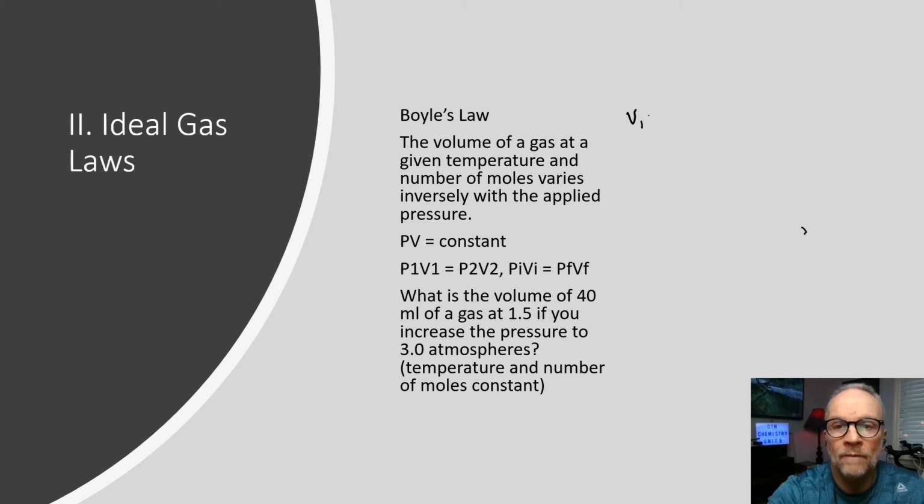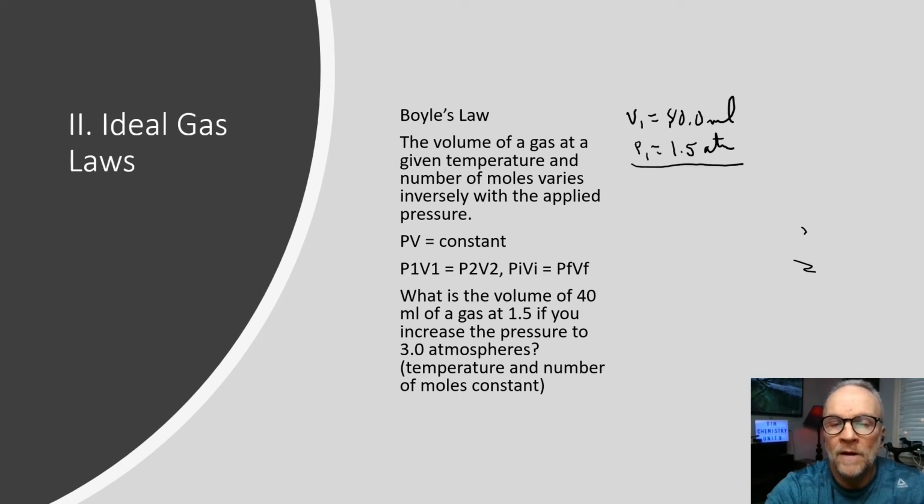So that would be V1 would be 40 milliliters. And then P1 would be 1.5 atmospheres. And then you have here, it says, if you increase the pressure to 3 atmospheres, so that would be P2, 3 atmospheres. And then what would your new volume be? So that would be V2. Okay, so you just plug those in and solve.